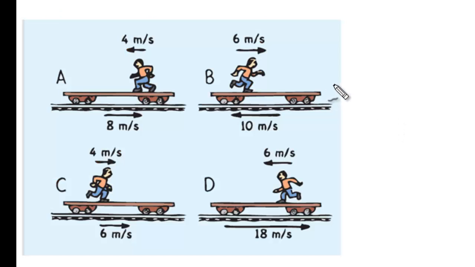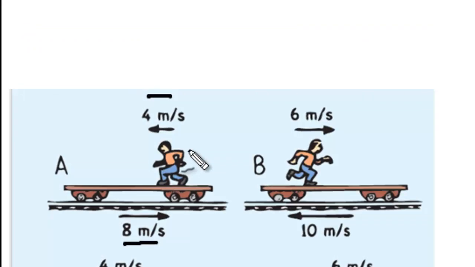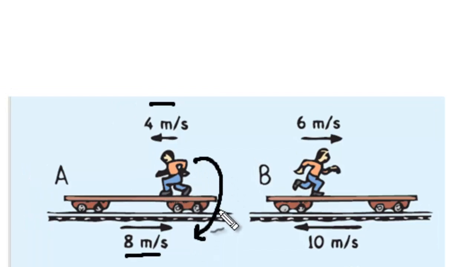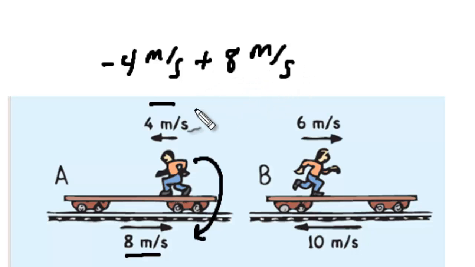Consider the example of the gentleman running on the railroad cart. Okay? If the railroad cart is going 8 meters per second to the right, and he's going 4 meters per second relative to the cart to the left, then his velocity relative to the ground would be the negative 4 meters per second, because we call going to the left negative, plus a positive 8 meters per second. So in drawing A, his speed relative to the ground is a positive 4 meters per second.